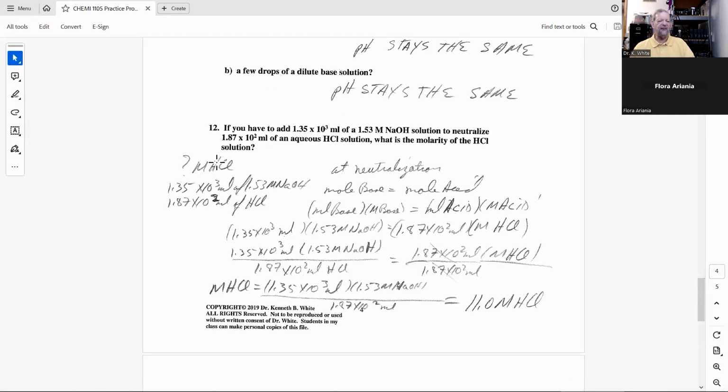So we're trying to find the molarity of HCl. We're given the volume of the NaOH and its molarity. We're given the volume of the HCl solution. At neutralization, moles of base equal moles of acid. And this is milliliters of acid times molarity of, let me back up.